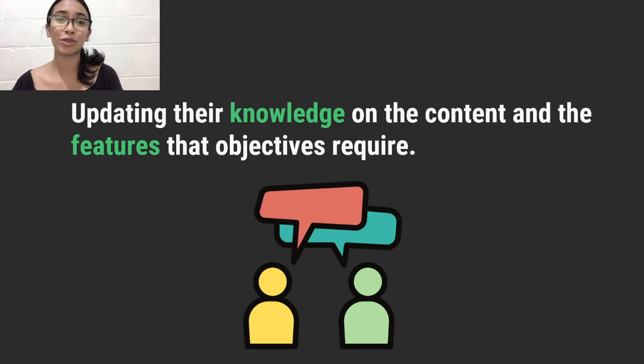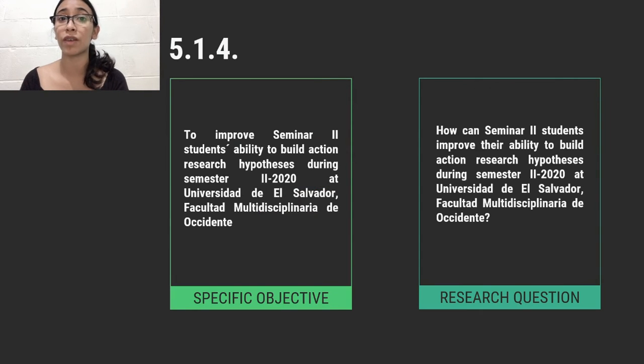The following conclusion is based on the third specific objective, that is, to improve Seminar 2 students' ability to build action research hypotheses during Semester 1, 2020 at Universidad de El Salvador, Facultad Multidisciplinaria de Occidente, which is also traced into a research question that says, how can Seminar 2 students improve their ability to build an action research hypothesis during Semester 2, 2020 at Universidad de El Salvador, Facultad Multidisciplinaria de Occidente?